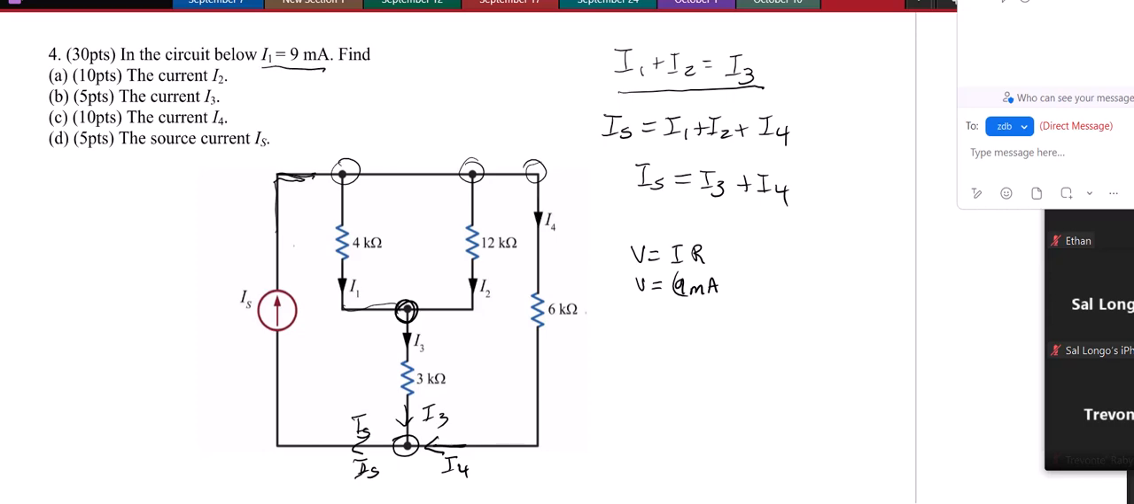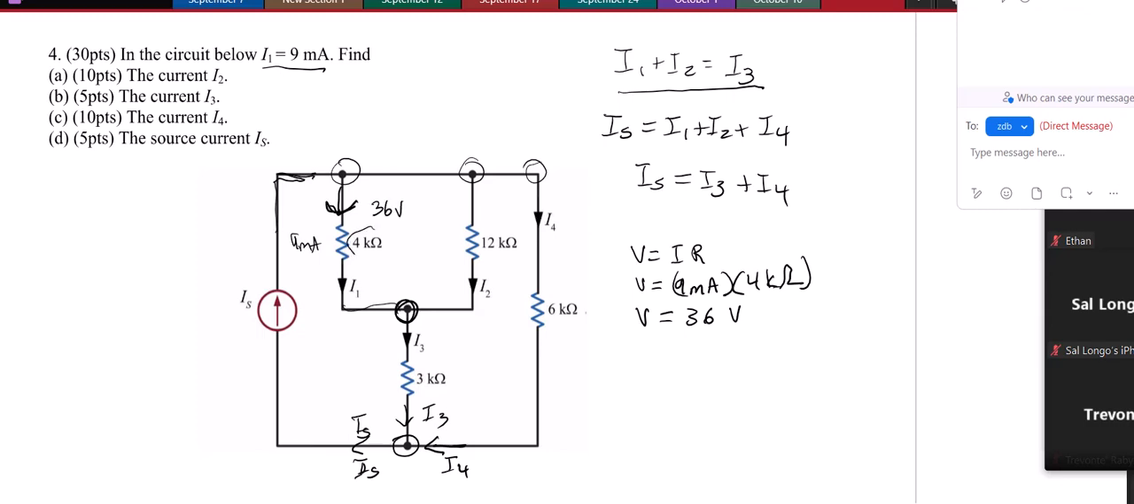We're given that I1 equals 9 milliamps, so we have the current through this 4 kilo ohm resistor. Since we have the current through it and we have its resistance, we can find the voltage across it. So we would take 9 milliamps times 4 kilo ohms, and a milli times a kilo cancels each other out, and that gets us 36 volts. So the voltage across this resistor is 36 volts.